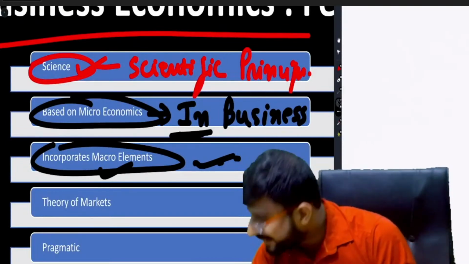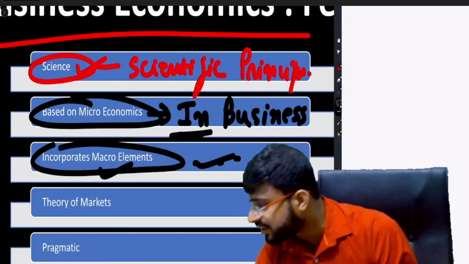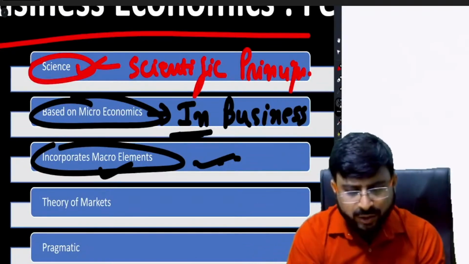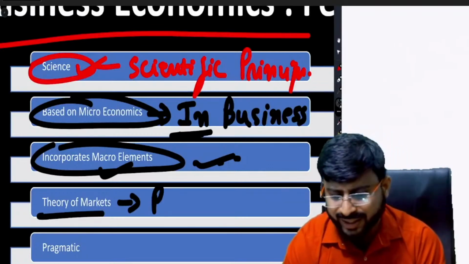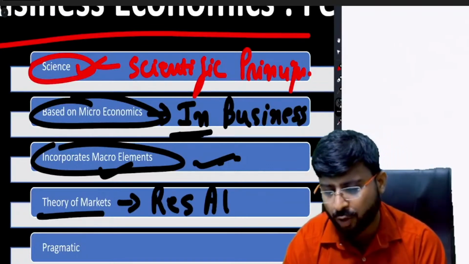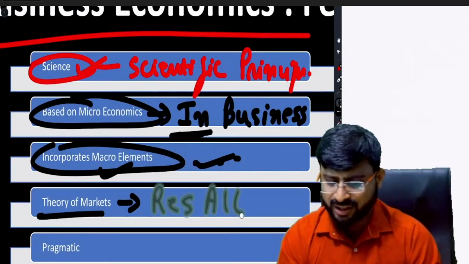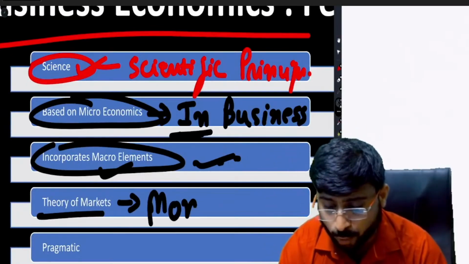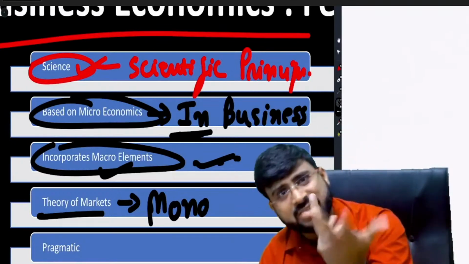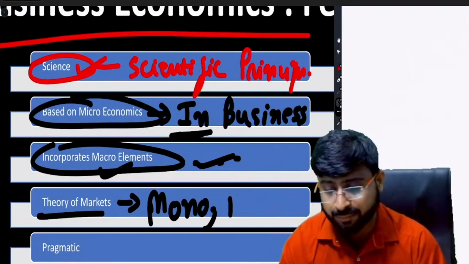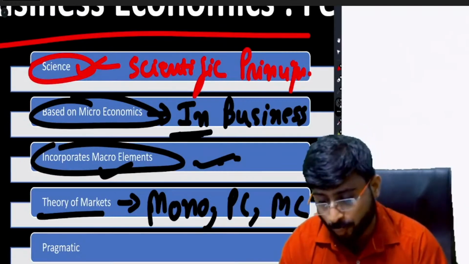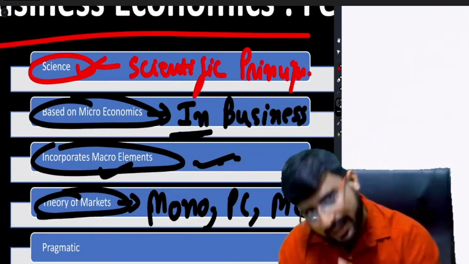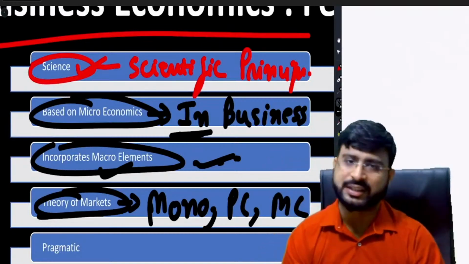Then, friends, we discuss here the theory of markets. What is the theory of markets? Theory of markets is nothing but the theory of resource allocation. Meaning, here we will study different types of markets. Like there is something called a monopoly market, where only one person is the seller in the whole market. There is something called perfect competition, monopolistic competition. Don't worry about this. There is a chapter called markets in our syllabus. We will discuss that in detail.